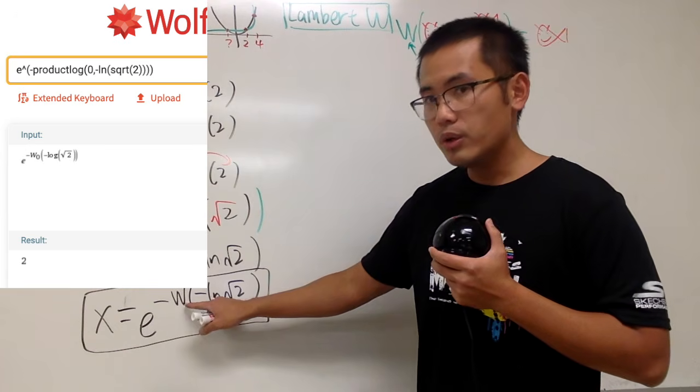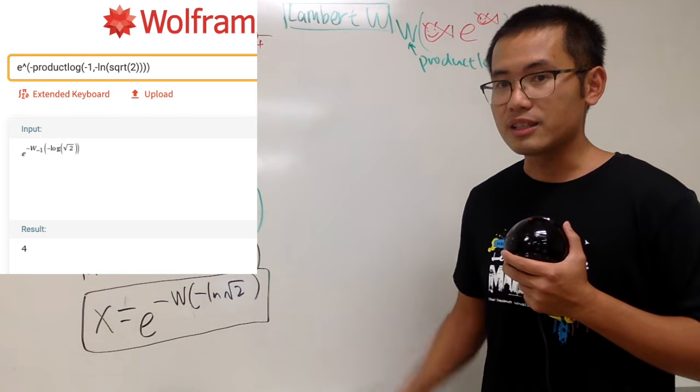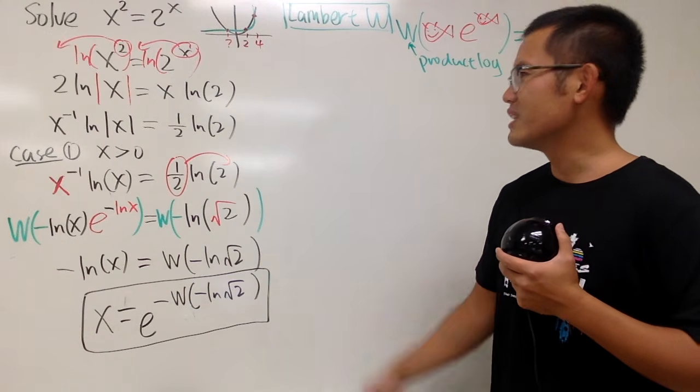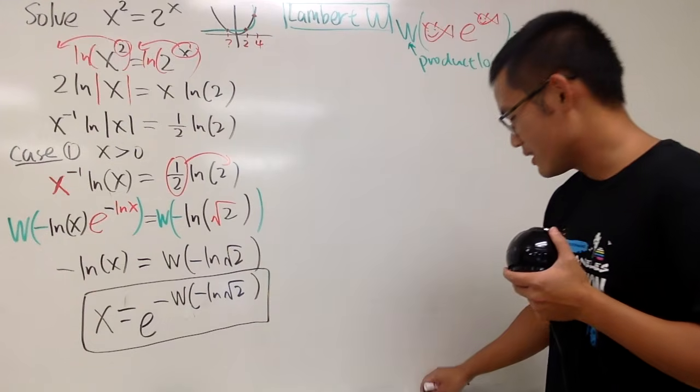When this is 0, you get 2. When this is negative 1, you get 4. Right? You can see on the screen right here. But how do we get the negative value though? Well, don't forget, we still have another case for that.